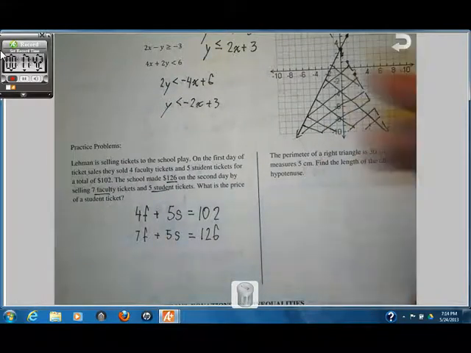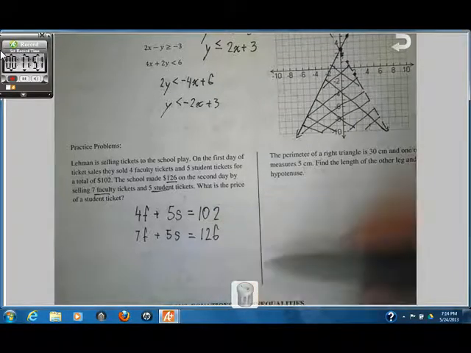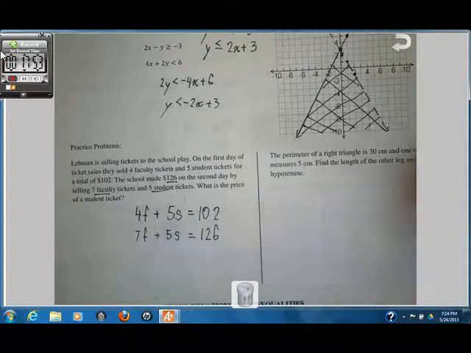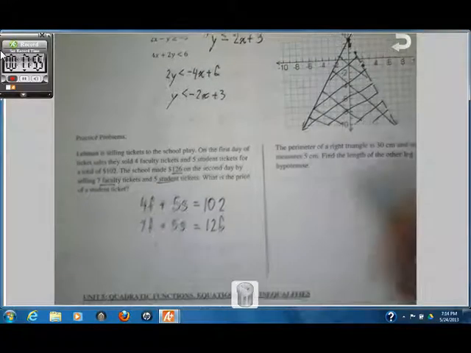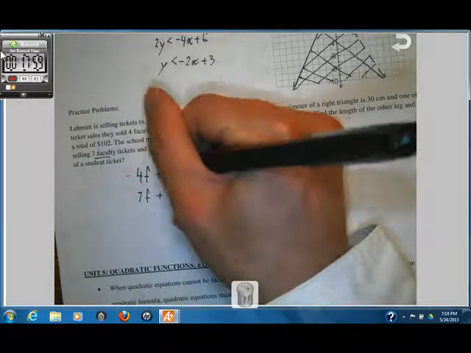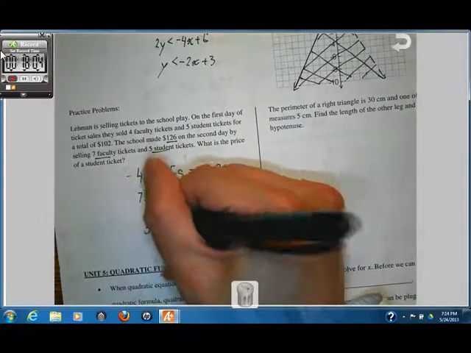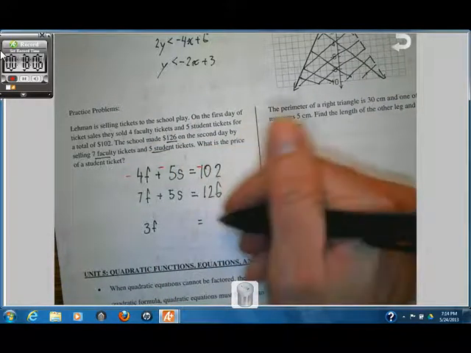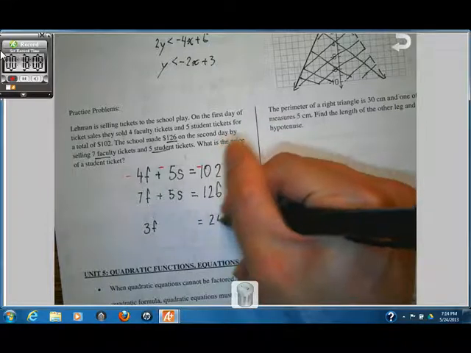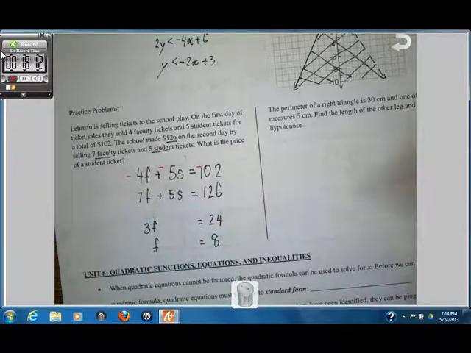Now, I have a value for F, now I'm going to solve for S. So, I'm going to use my first equation. 4 times 8 plus 5 times S is equal to 102. 32 plus 5S is equal to 102. 5S is equal to 70. S is equal to 14. Subtracted 32 from both sides, got 70 divided by 5. That was fun. Okay, next one.